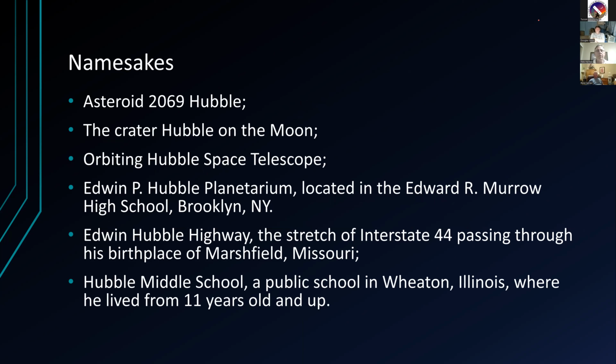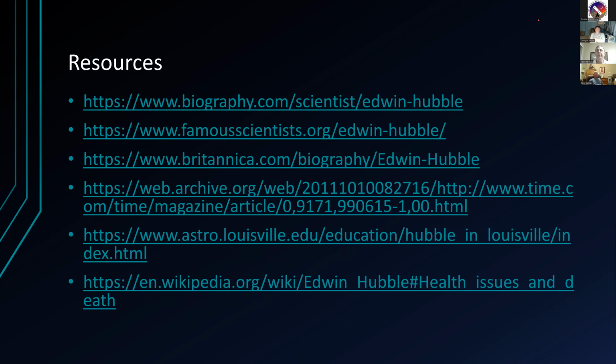Obviously, the Hubble Space Telescope, a planetarium in New York, a stretch of highway outside of Marshall, Missouri, where he was born, and a middle school in Wheaton, Illinois, where he lived from the age of 11 until he journeyed overseas to Oxford. And that's kind of it. That's all I got. Here are some interesting references.